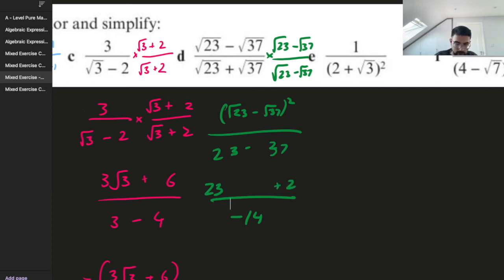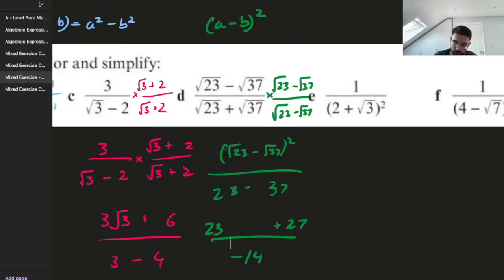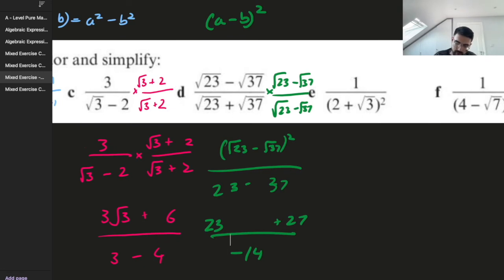Because here what I'm doing is I'm using my a minus b whole squared identity. So my a minus b whole squared identity would equal a squared minus 2ab plus b squared. So the middle section is simply just going to be minus 2 root 23 root 37. And that's something that we will need to multiply.